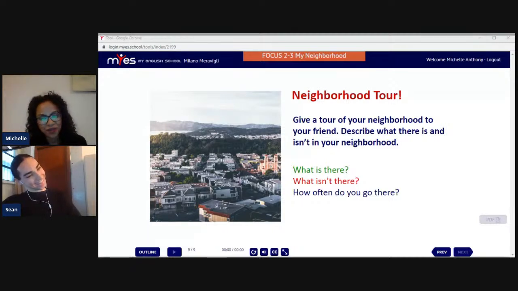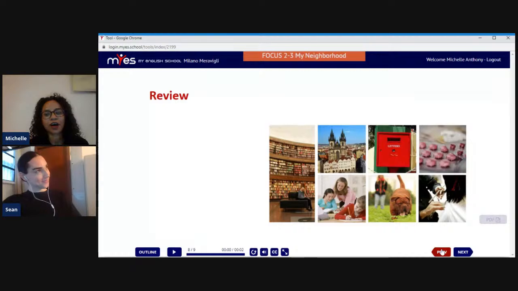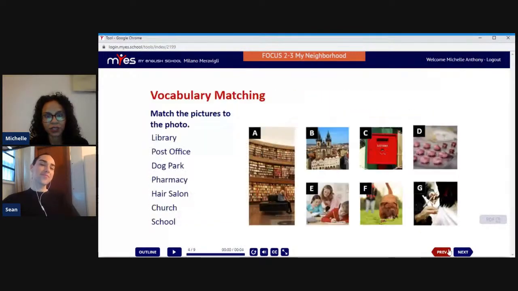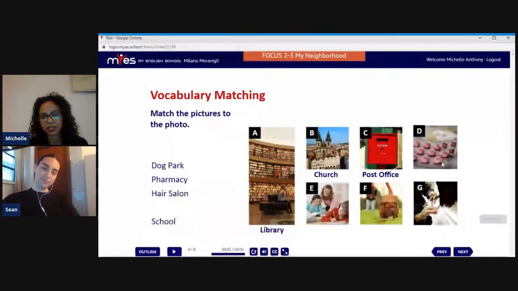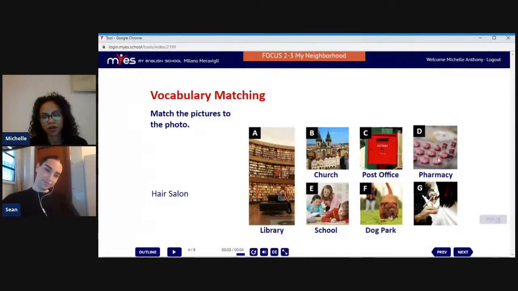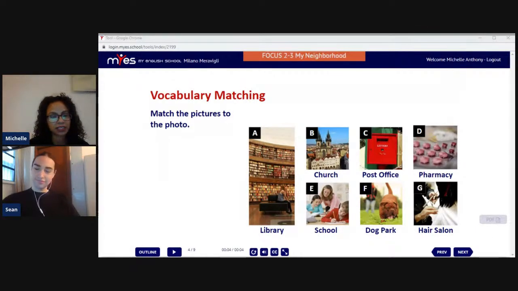But let's revise everything, shall we? So first off, we have all the vocabulary we learned today. We have library, church, post office, pharmacy, school, dog park, nail salon. Okay. Do you have anything to add, Sean? No, I think it's good to remember the other words that came up as we went, things like pills and letterbox and cathedral and bookshelf, things like that.